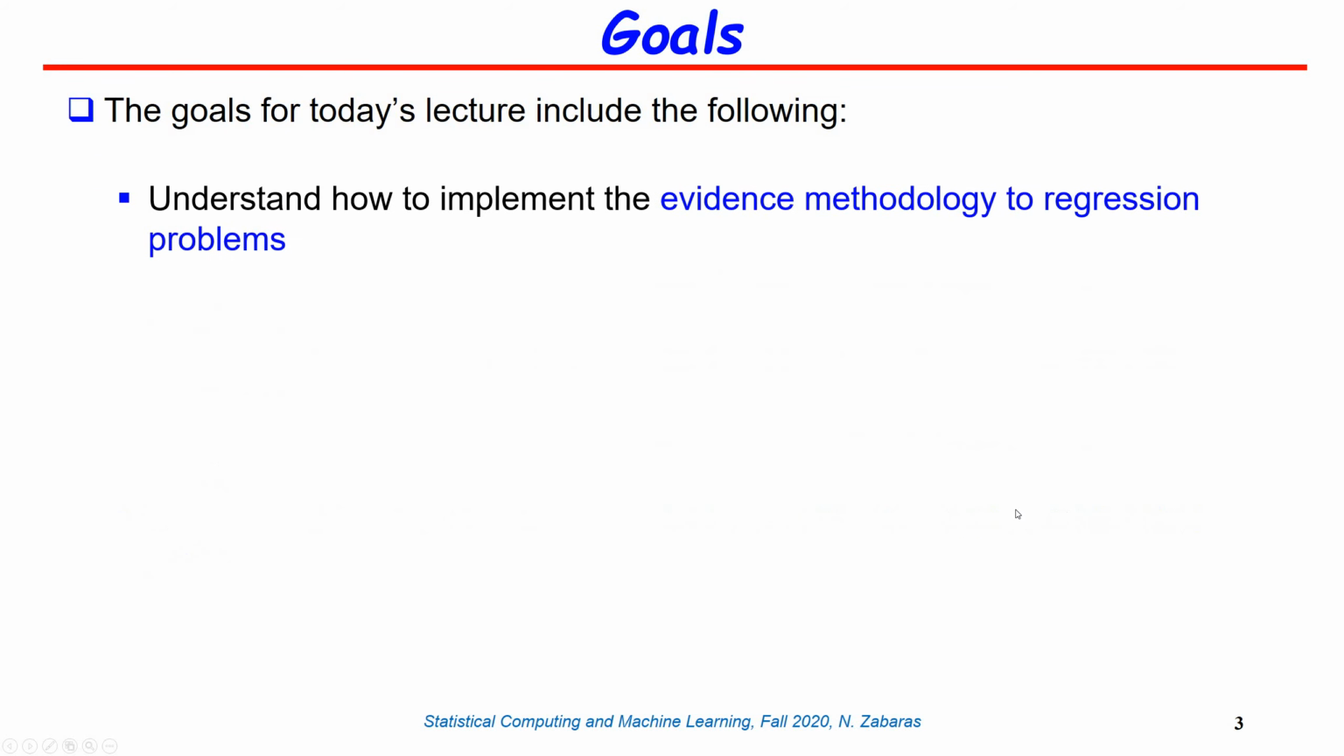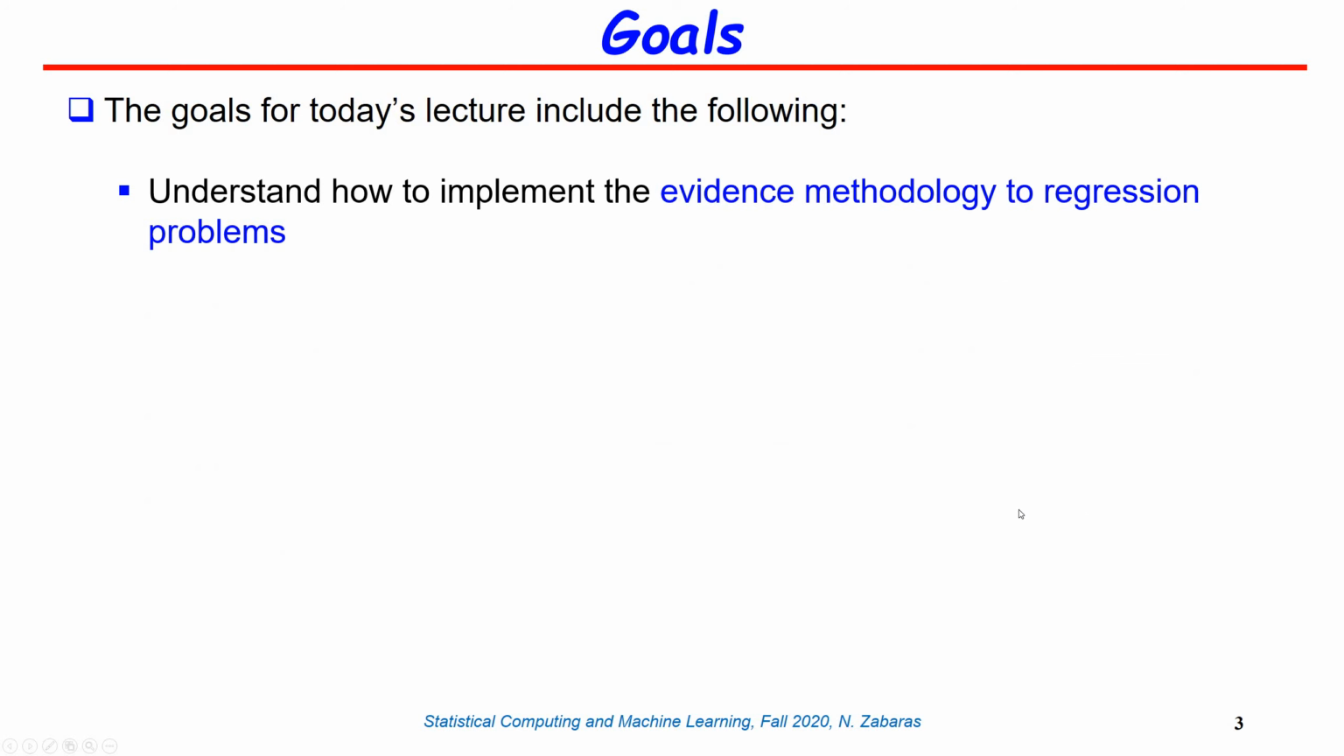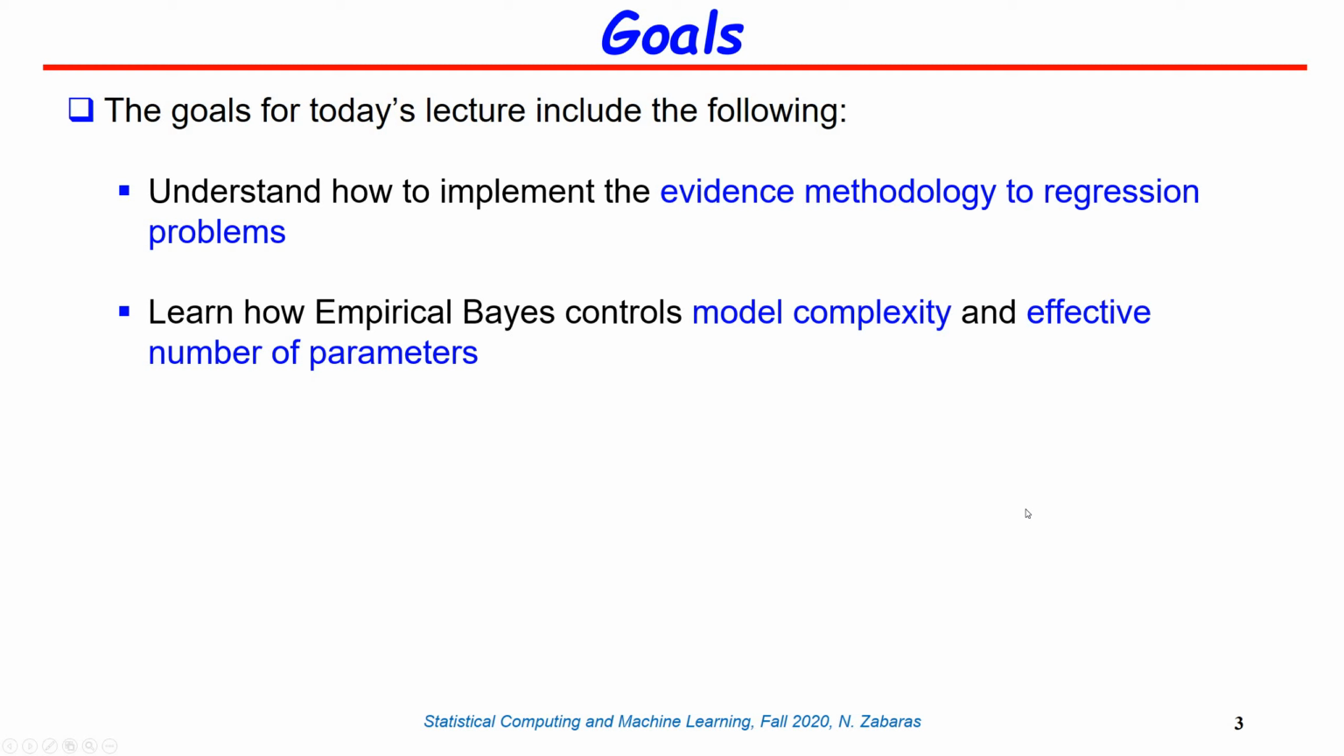Alright, so the goals for the lecture today will be to review the evidence approximation and then apply it to our regression problems, and discuss how a Bayesian formalism and this empirical Bayes model can produce for us the effective number of parameters for the regression model.